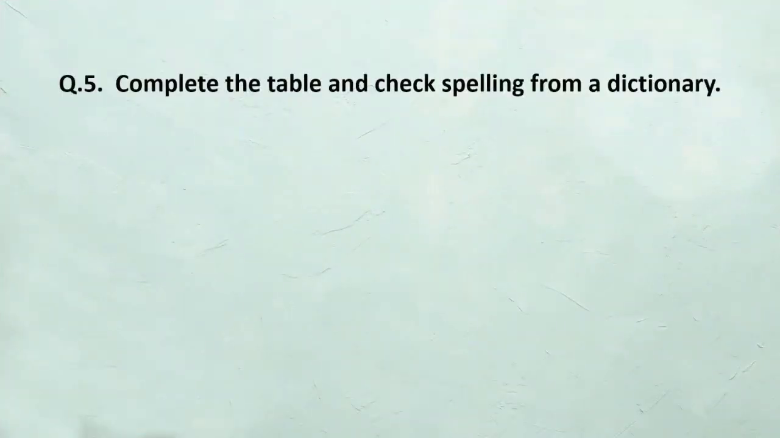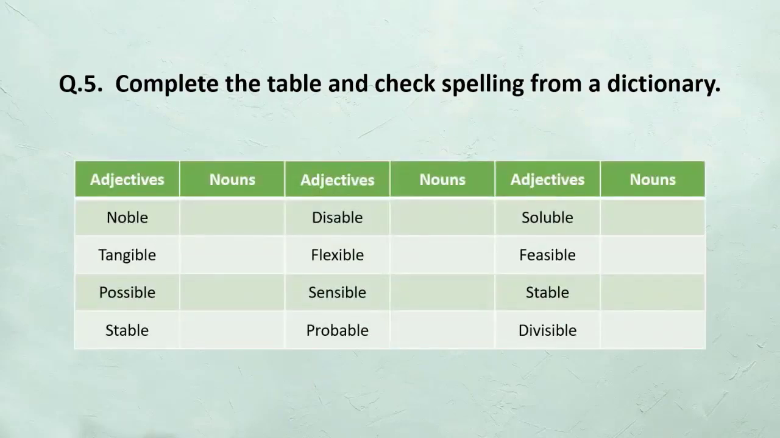Now we have another exercise to solve or to understand this rule. Students, we have adjectives in front of us: noble, tangible, possible, stable, disable, flexible, sensible, probable, solvable, feasible, stable, and divisible. Now think about that, but don't forget the use of a dictionary. I hope that you have got the nouns of these adjectives, but here we also have the solution.